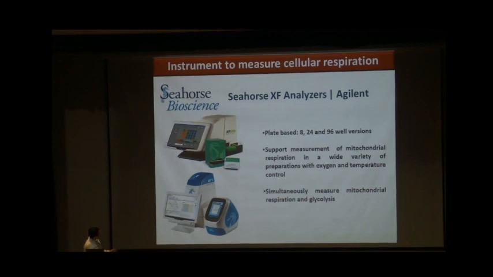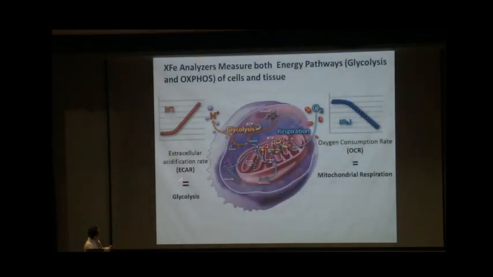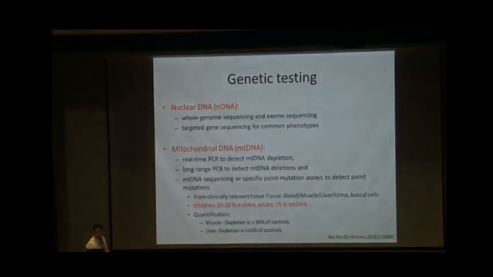So this is the analyzer that is available. It simultaneously measures both the mitochondrial respiration and the glycolysis using these two parameters, the extracellular acidification rate and oxygen consumption rate. You can grossly differentiate what mitochondrial respiration is happening in all the tissues. I am not well versed with this. Dr. Anupam gave these slides to me. I'm not sure whether they can actually pinpoint which complex is deficient. Maybe Dr. Anupam would be able to clarify it further, but I'm not aware. Maybe you can, because of the substrate use.